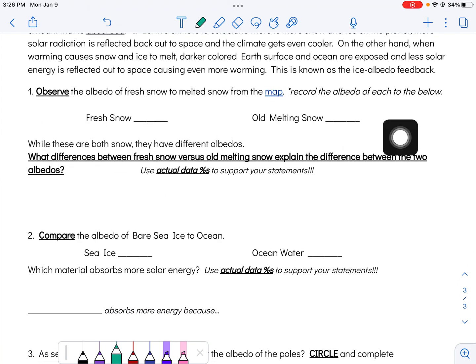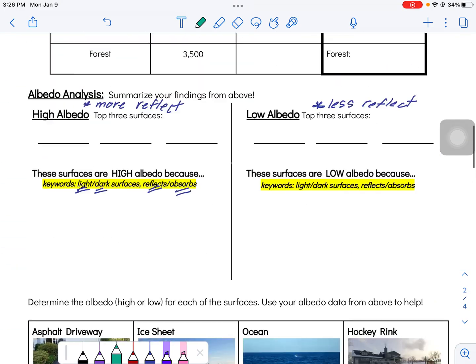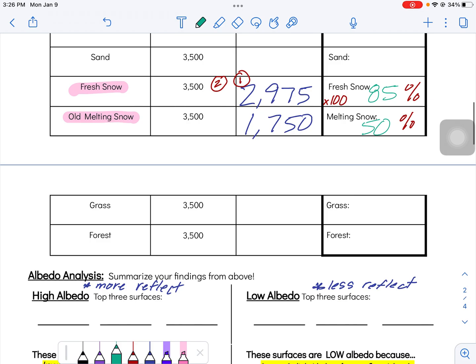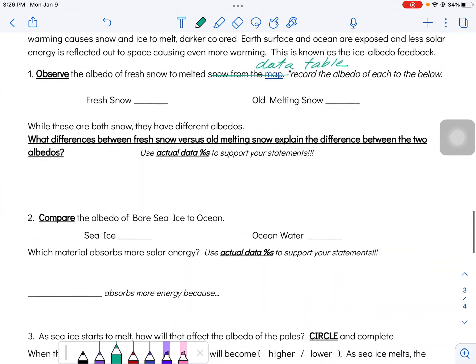You need to go back to your data table actually and record that information. So fresh snow and old melting snow, just did those together. Fresh snow was 85% reflectivity, where old melting snow was 50%. So I'm trying to figure out, okay, these are both types of snow, so why are their albedos so different? And again, think about what those numbers mean, right?